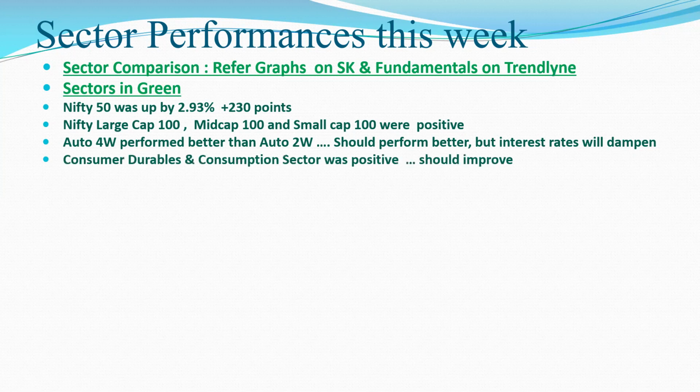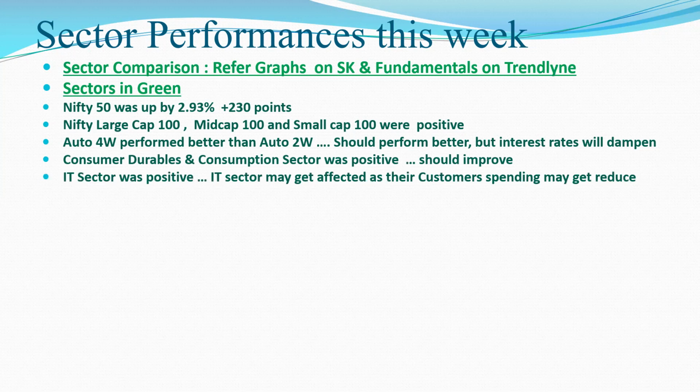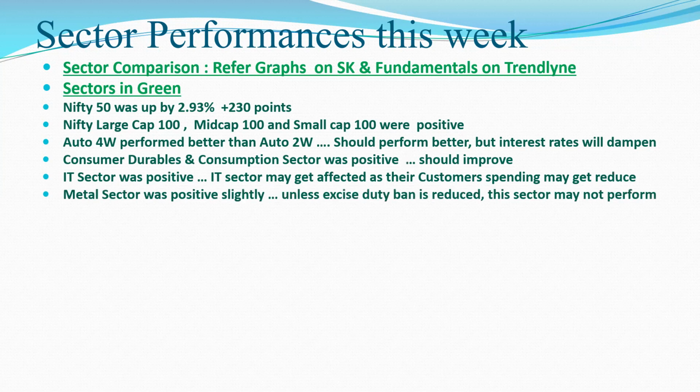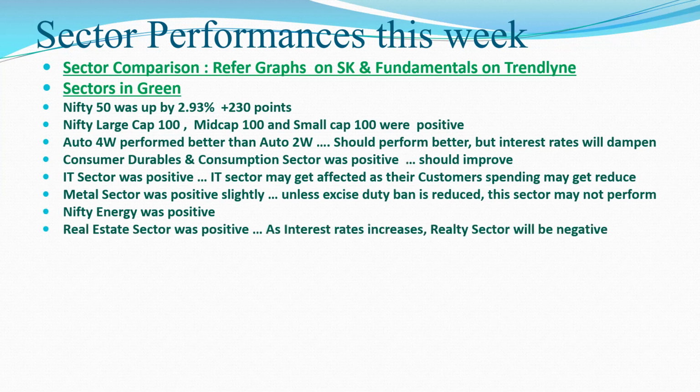The consumer durables and the consumption sector was positive. Slowly, it will increase as the monsoon will increase. The demand for FMCG will also start increasing. IT sector was positive. IT sector may get affected if the customer spending budgets get reduced, then IT gets into trouble. Metal sector was slightly positive, but unless and until the excise duty ban is removed, this sector will not perform so well. This is a problem with the sector currently. Energy was positive. Oil and gas was positive.